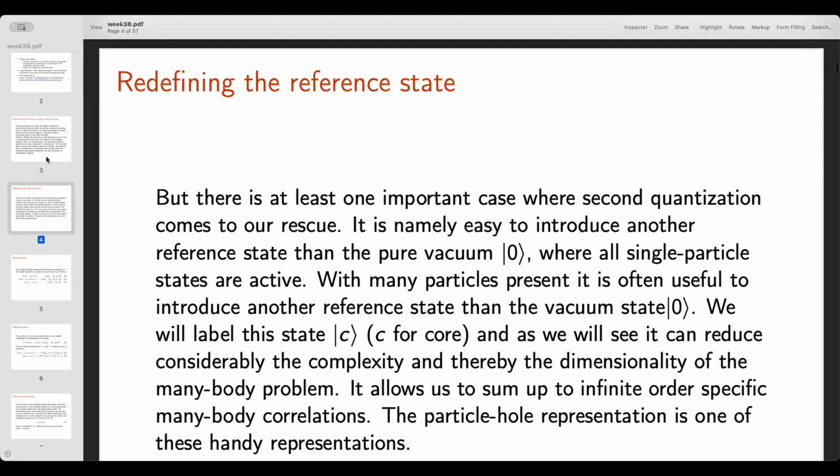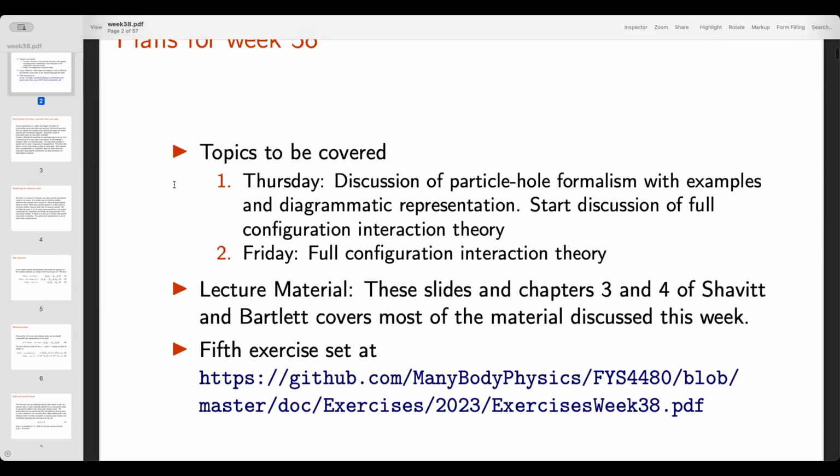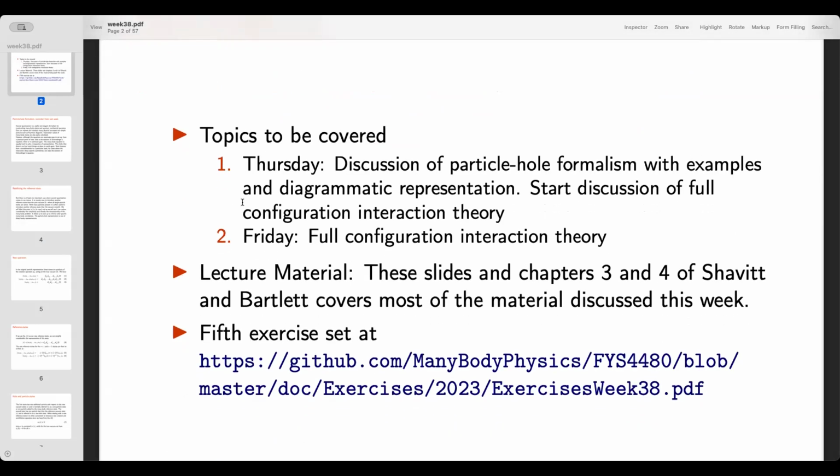So let me just bring this up here. These are the topics for this week. We're going to have a discussion of the particle-hole formalism with examples and diagrammatic representation. This will serve as an entry point to full configuration interaction theory, and on Friday, this is the main topic for the lecture.